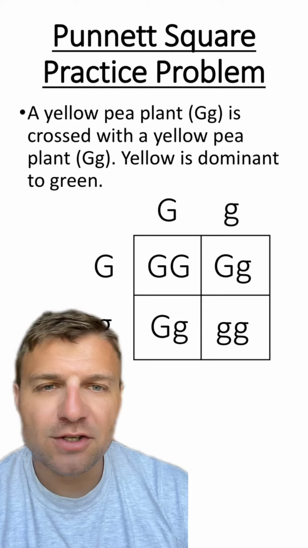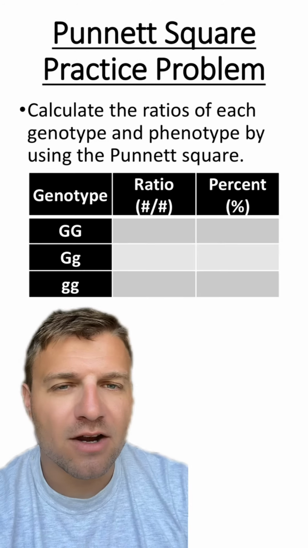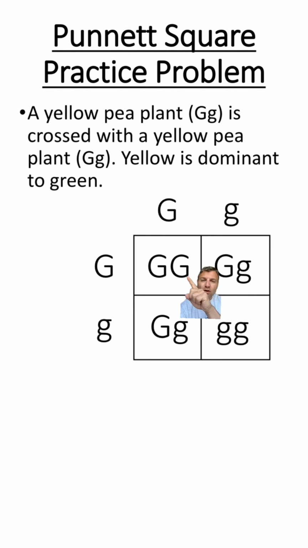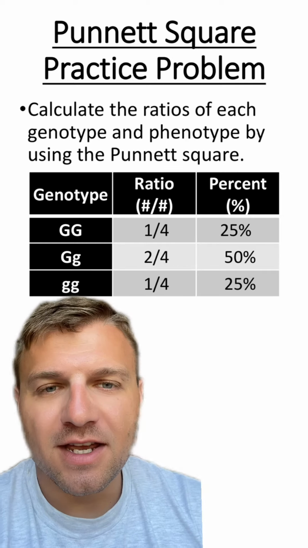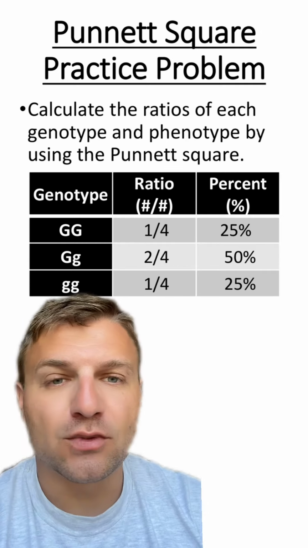So now let's look at the ratios of these genotypes. How many of the offspring have a homozygous dominant, heterozygous, and homozygous recessive genotype? There's going to be 1 out of 4 homozygous dominant, 2 out of 4 heterozygous, and 1 out of 4 homozygous recessive genotype, which means the percent of offspring that are homozygous dominant is going to be 25%, heterozygous is going to be 50%, and homozygous recessive is going to be 25%.